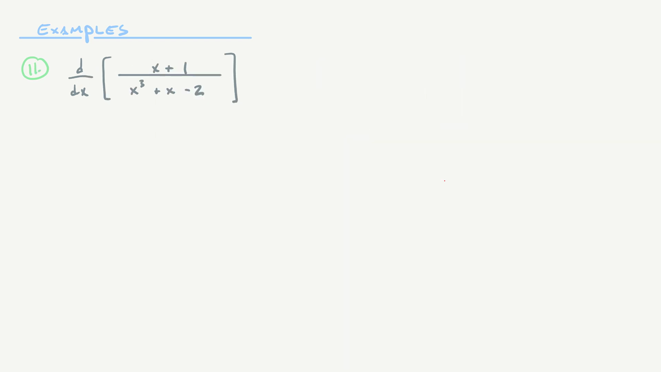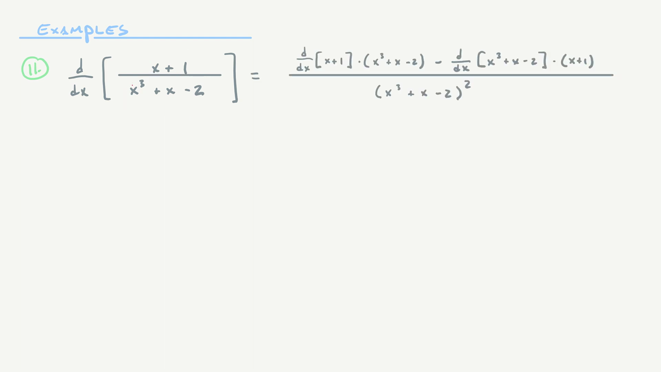Example number 2, let's find the derivative of (x plus 1) divided by (x cubed plus x minus 2). This is a quotient. This does not factor into anything that will cancel with x plus 1. So we're kind of forced to use the quotient rule here. We're going to call x plus 1 our f of x. We're going to call the x cubed plus x minus 2 our g of x. And so I'm just going to run it through the quotient rule.